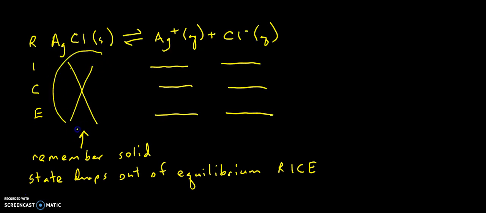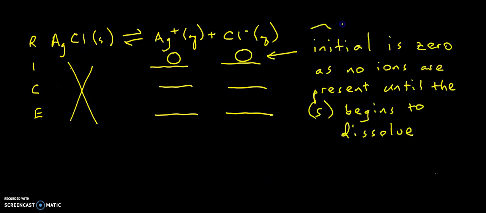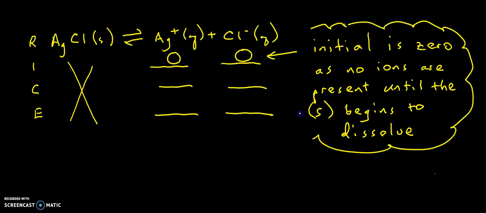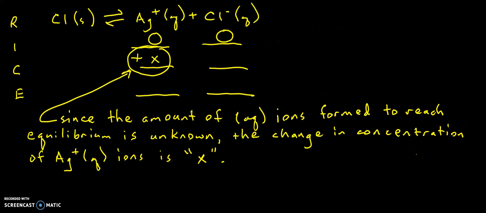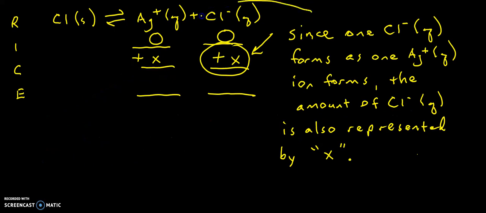Now remember, the solid state will drop out when we set up an equilibrium system using our RICE strategy. Initially, we'll say that the amount of aqueous silver and chloride ions is going to be 0, as there's not any aqueous ions present until the solid actually begins to dissolve. With this saturated system in our RICE strategy, we're going to say that the concentration of silver ions, since we don't know what it is, is going to go up by a quantity x. Since the amount of chloride ion that gets created is the same as the amount of silver ions being created, they're in a 1-to-1 ratio, we can also represent the chloride concentration in the equilibrium system by x.